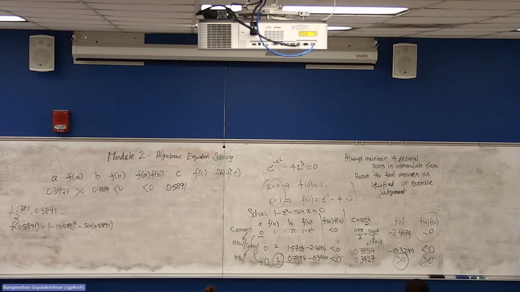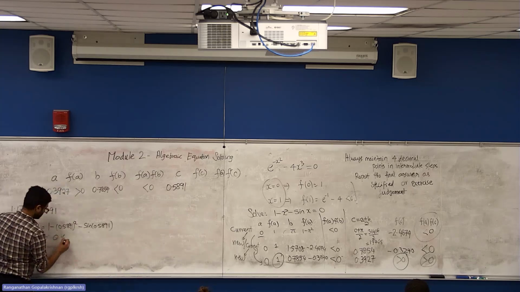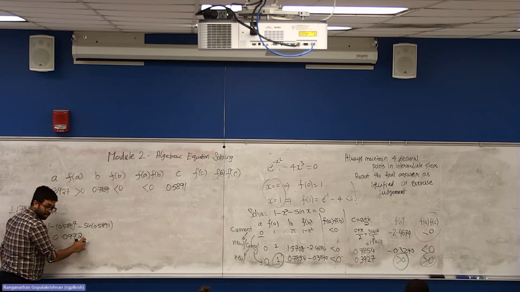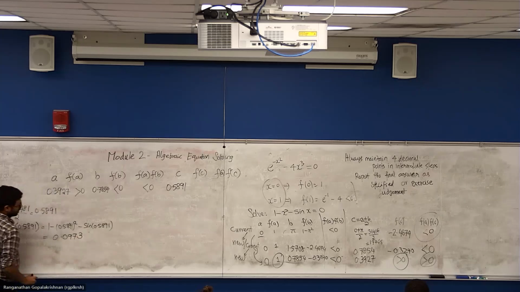0.0973. Okay, so f of 0.5891 is a positive number.